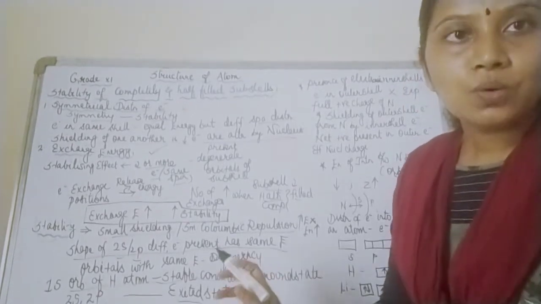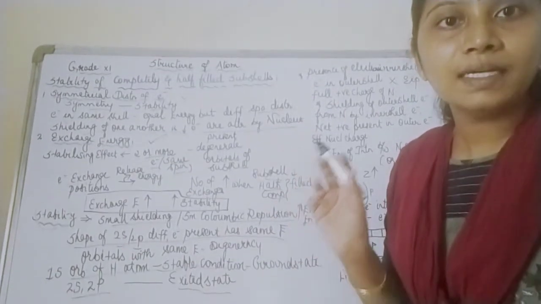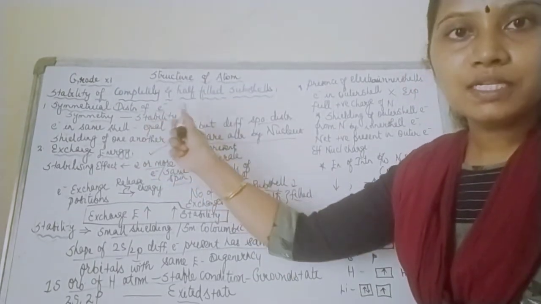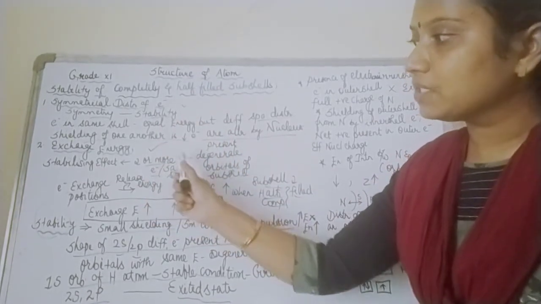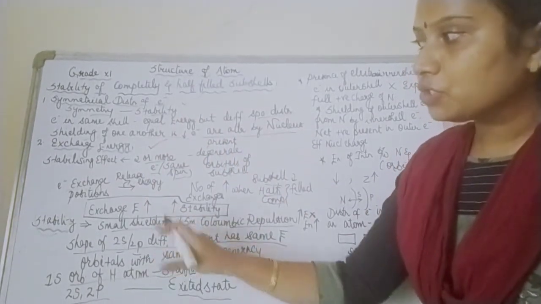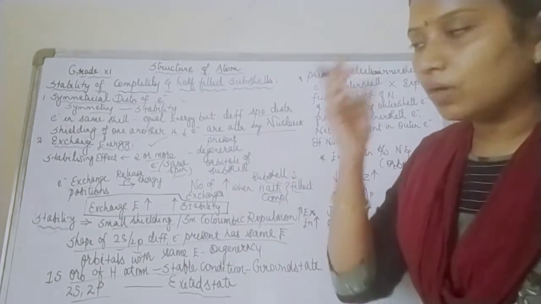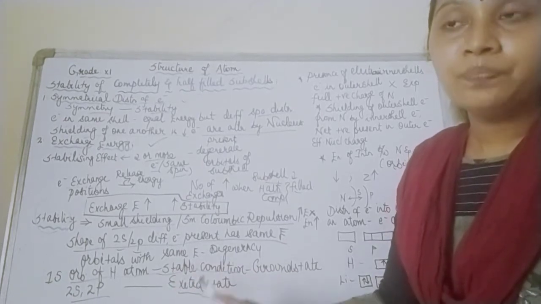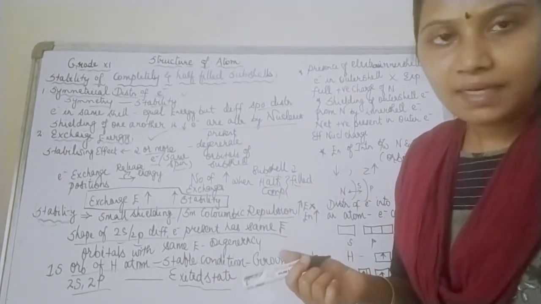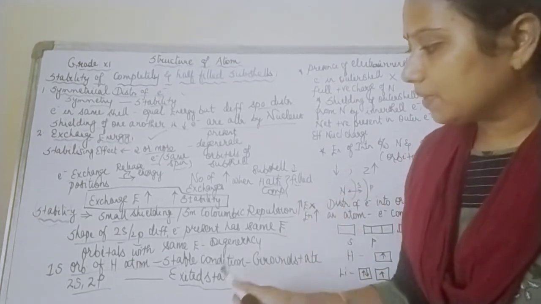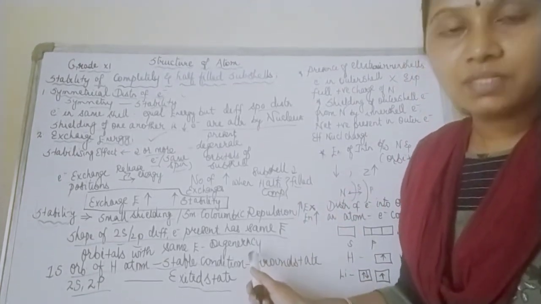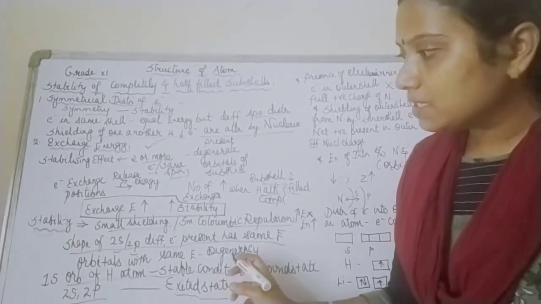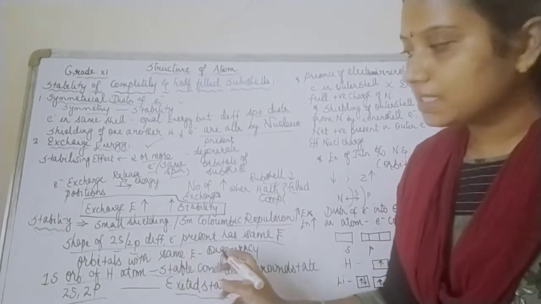Clear? So under the stability of half filled and completely filled orbitals, there are two aspects. Number 1 is symmetrical distribution of electrons and number 2 is exchange energy. This is some introduction about stability, what exchange energy is, and what happens when an electron is present in s and p orbital. The shape of s and p orbital is completely different, but an electron present in s and p orbital has the same energy. I call that degeneracy. So what is degeneracy, children? Orbitals having the same energy is called degeneracy.